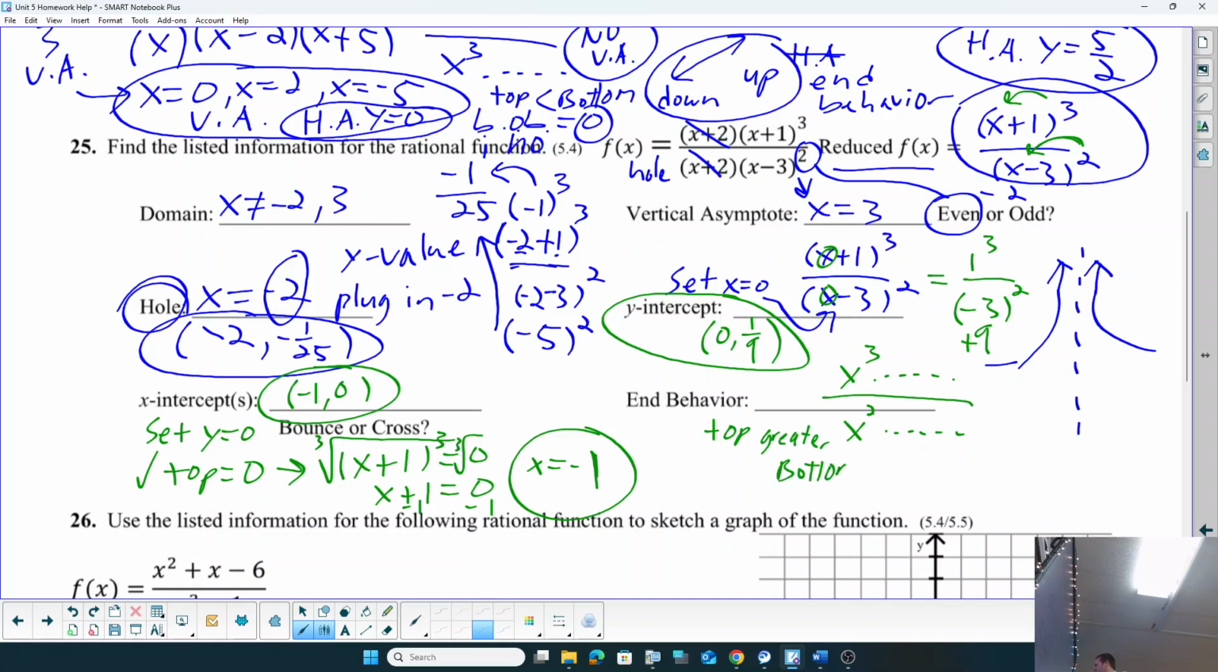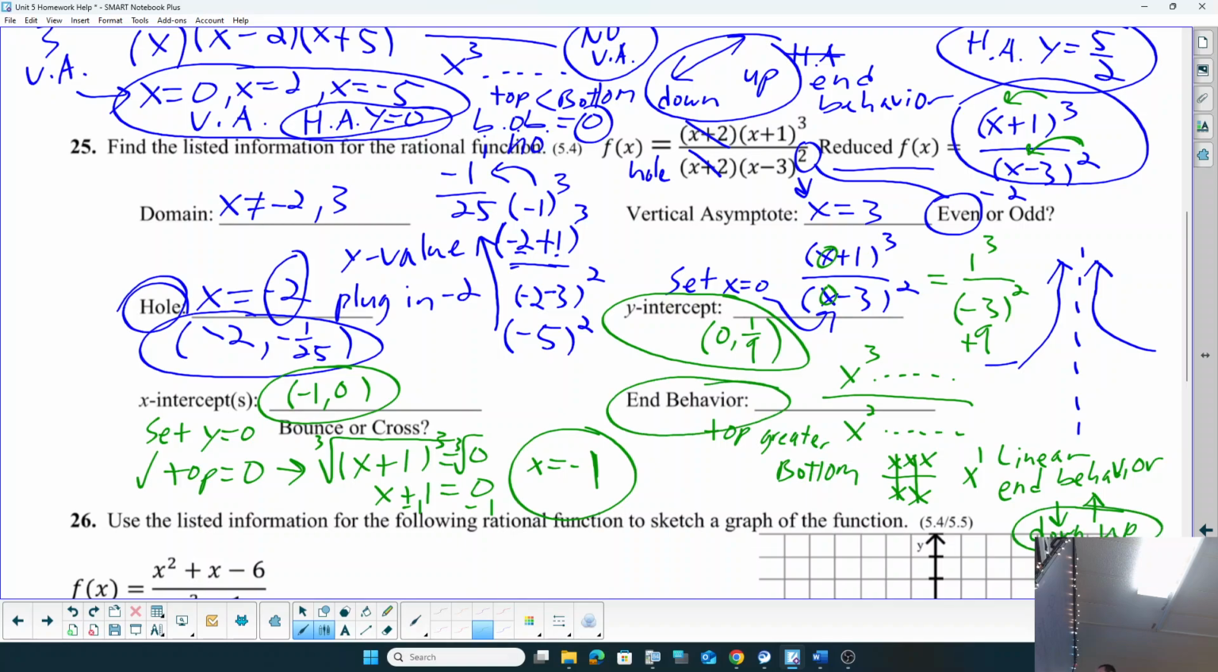Since top is greater than bottom, that means we have to divide them. And so that means it's going to be a 3 minus the 2, right? You have the third power over the second power. So those are going to cancel. So you have x to the first power. So it's linear. And linear means that the end behavior is just going to be, is it positive? Yep, it's got a positive slope. So it's going to be down then up. Down then up is our end behavior.